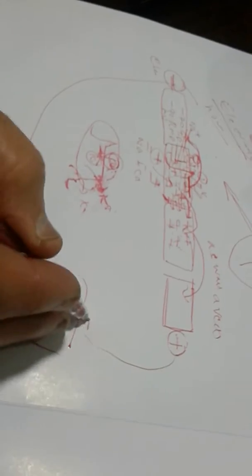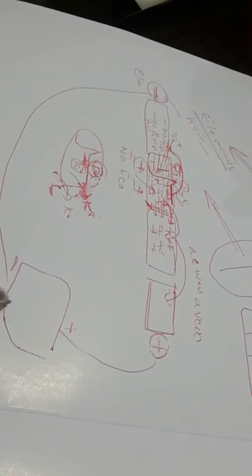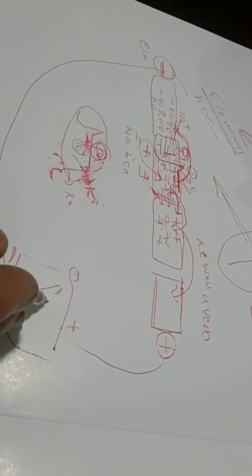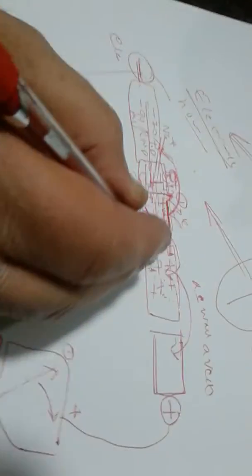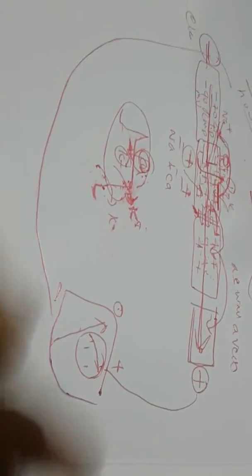If we put here a galvanometer, this is positive and this is negative. The galvanometer is neutral. It is moving toward the positive. If the vector, the charge, is coming toward the positive electrode, it gives a positive deflection.